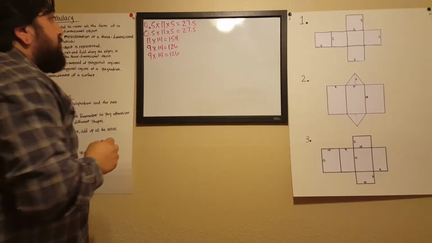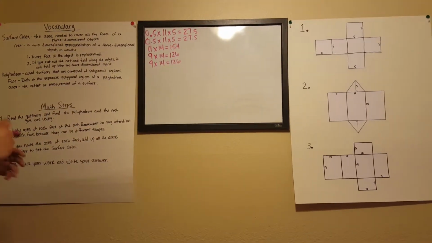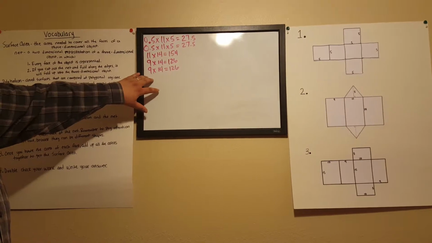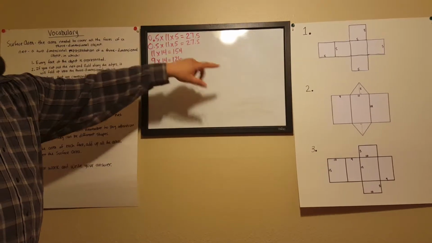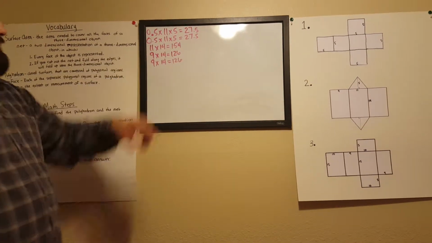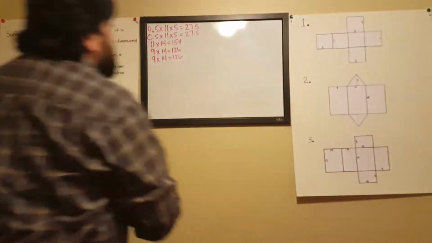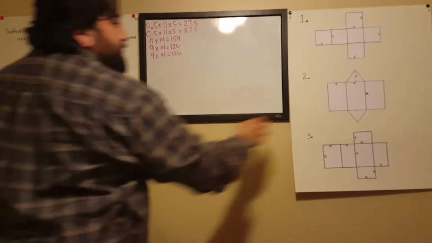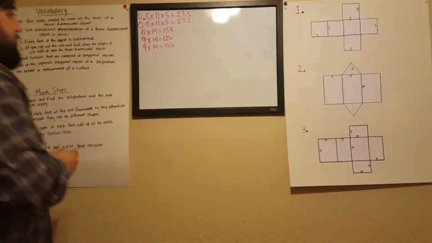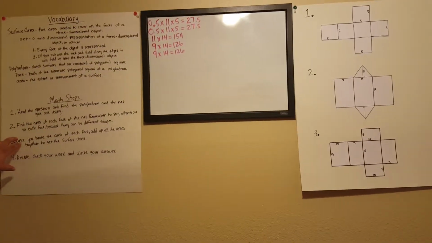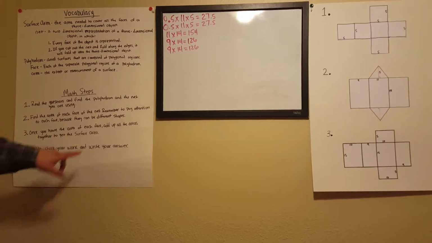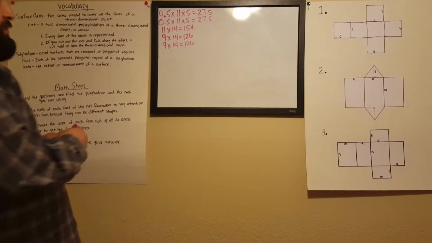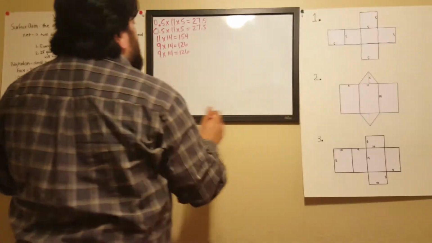126. Okay, now that we have all the areas added up, we have 27.5 for the 2 triangles, 154 for the middle rectangle, and 126 for the 2 outside ones. From there on, we can move to step number 3. And it says once you have the area for each face, add up all the areas together to get the surface area. Just again like we did for number 1.